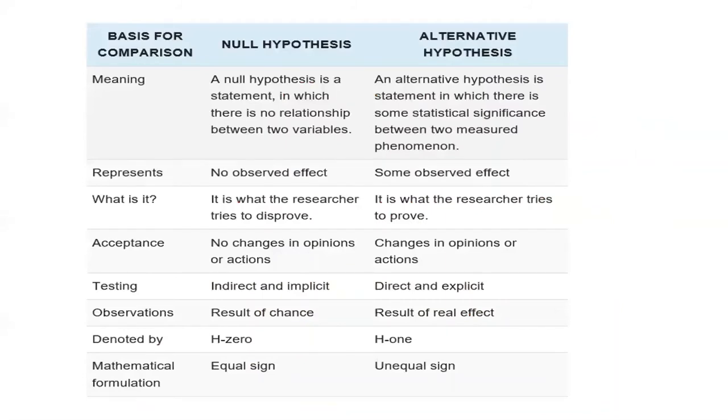Now let's see this important difference: null and alternate hypothesis. I will tell in brief because everyone of you might know this. When there is no relationship between the variables, it is called null hypothesis, and when the relation between the two variables exists, it will be called alternate hypothesis. Alternate hypothesis has different names like researcher hypothesis and substantive hypothesis.